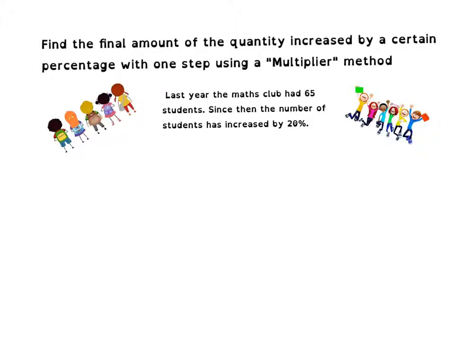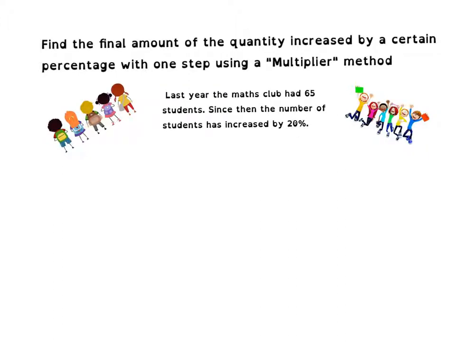There are many situations where quantities are either increased or decreased by a certain percentage, and we would like to find the final amount of the quantity increased. So today I'm going to use a method which is called the multiplier method, and an example is about the maths club. That had 65 students last year, and since then, the number of students has increased by 20%.